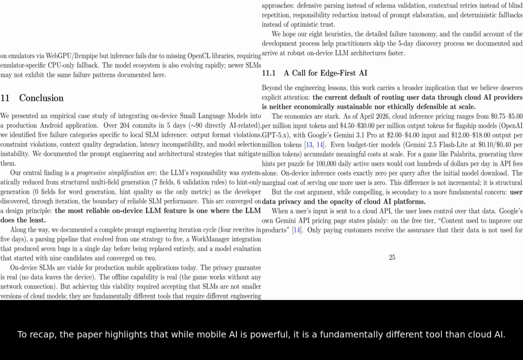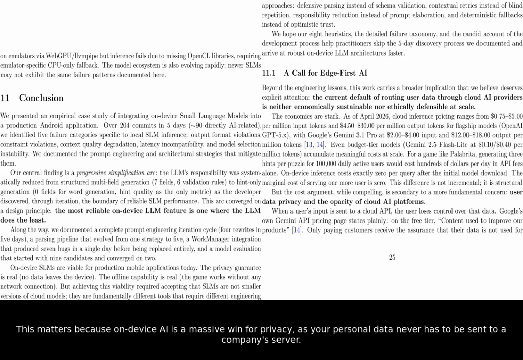To recap, the paper highlights that while mobile AI is powerful, it is a fundamentally different tool than cloud AI. It requires accepting that the most reliable local AI feature is often the one where the AI does the least work. This matters because on-device AI is a massive win for privacy, as your personal data never has to be sent to a company server.